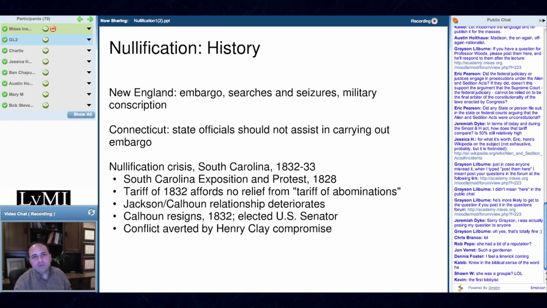Jackson later said that he regretted not having had Calhoun hanged. And incidentally, as a grammatical point, when we're speaking about execution, the word is not hung, but hanged.